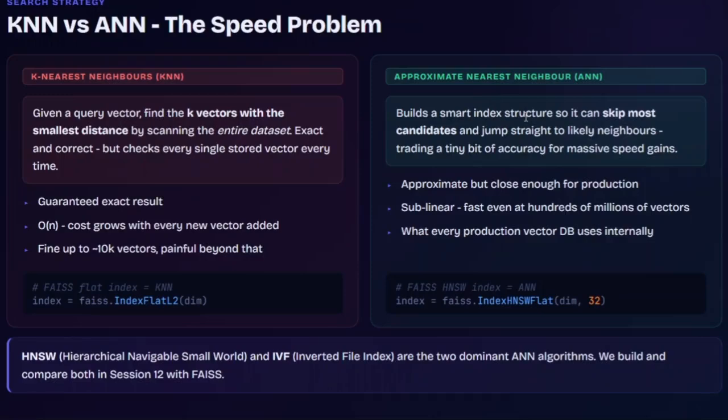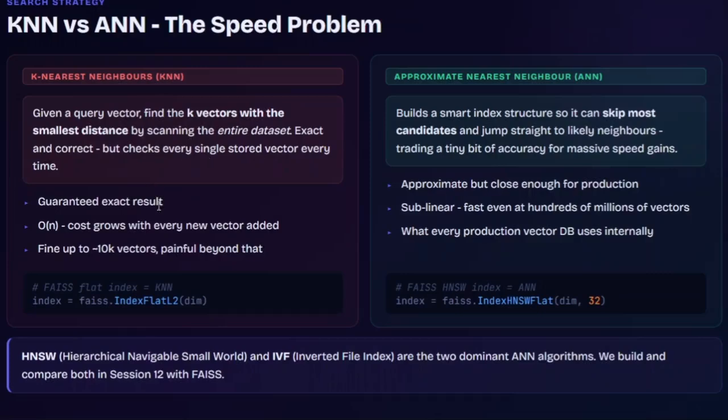It builds an index structure so that it skips most candidates and jumps straight to the likely neighbors. So it trades a little bit of accuracy for massive speed gains. It is approximate but close enough for production. It is sublinear, fast even at hundreds of millions of vectors. So that is the search strategy, because we have millions of vectors.